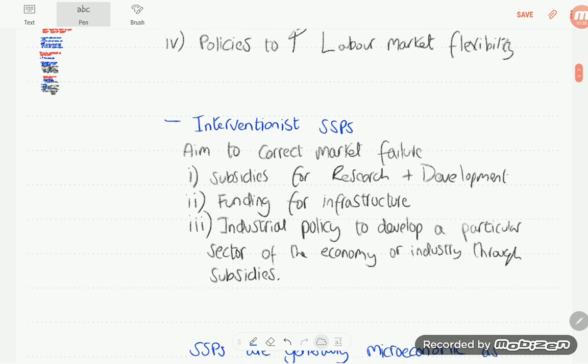Interventionist supply-side policies are usually aimed at correcting market failure. They include government spending on education, subsidies for research and development, funding for improvements to infrastructure, and industrial policy. That is, policy aimed at developing a particular industry or sector of the economy.